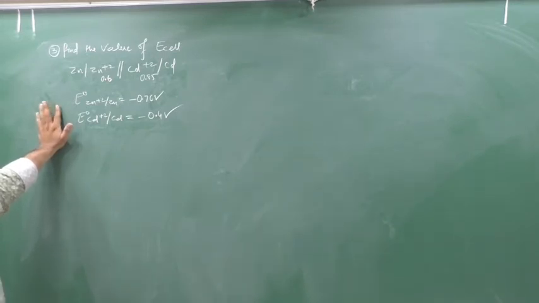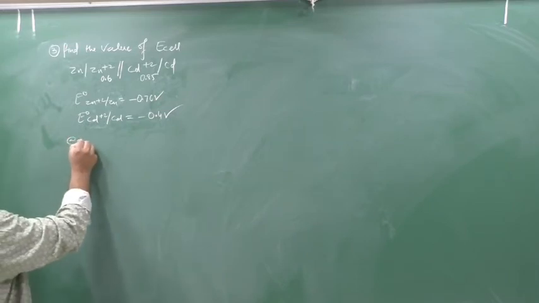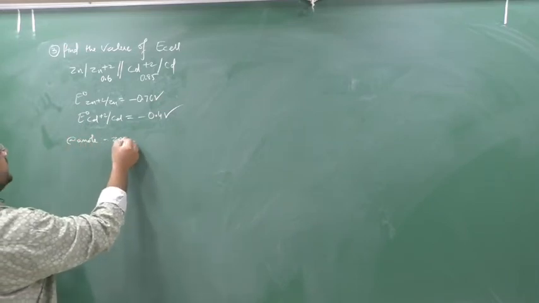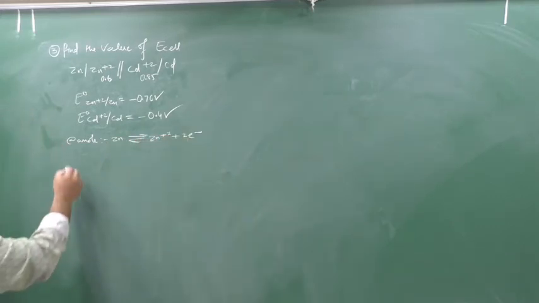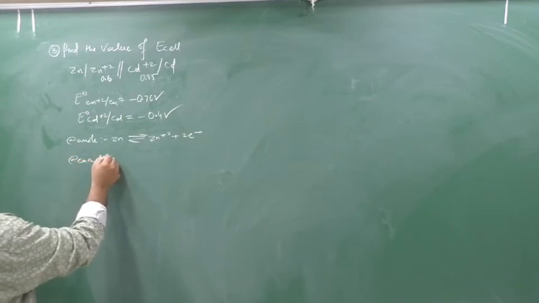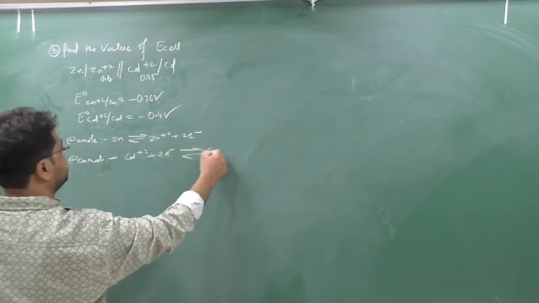I hope you have solved it and your answer should be nearly 0.36446. Your answer should be 0.36446 volt. Clear? Now, how? We will see this. This problem is a bit lengthy. So, at the anode, Zn gives Zn plus 2 plus 2 electrons, and at the cathode, Cd plus 2 plus 2 electrons gives Cd. Clear?